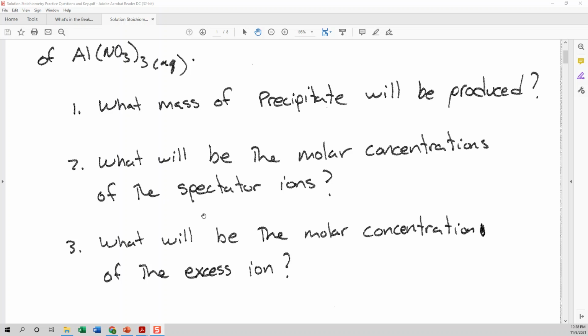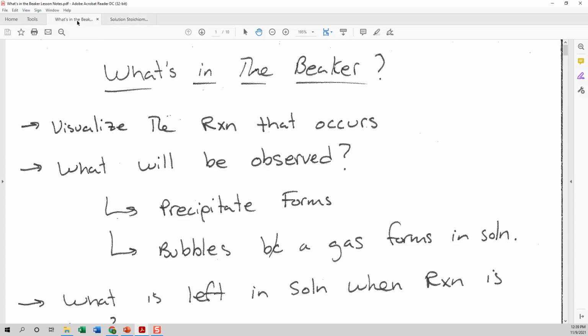What are you losing? Are you gaining anything? What's being lost? What are you going to see during the reaction? And what will my reaction vessel look like at the end of the reaction? All right, so again, it's important to visualize, and that's what I want to do here. So let's do some practice, and I'll show you what I'm talking about. Hopefully, it makes sense to you after you see it.